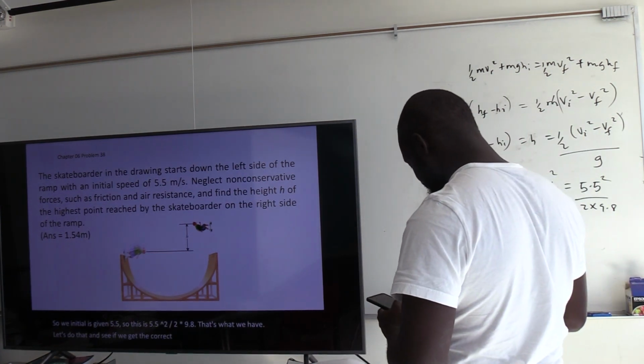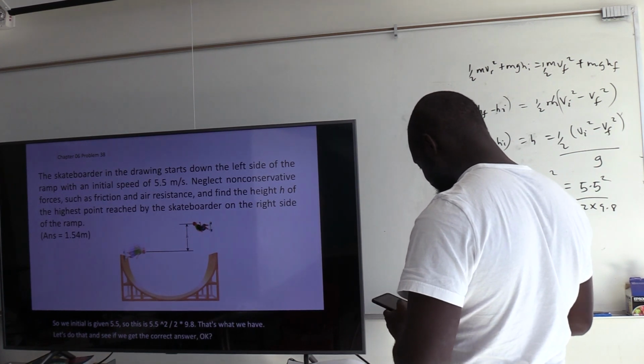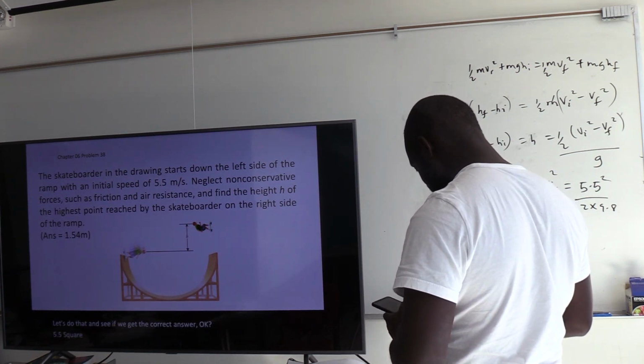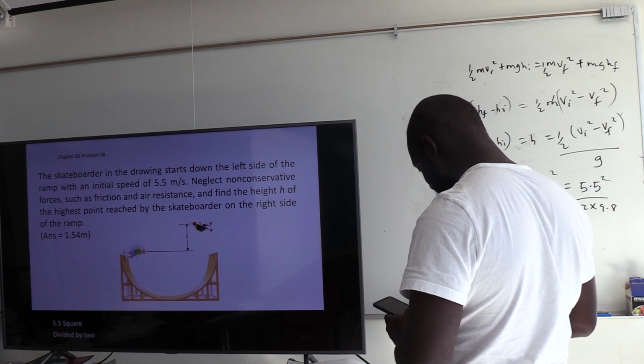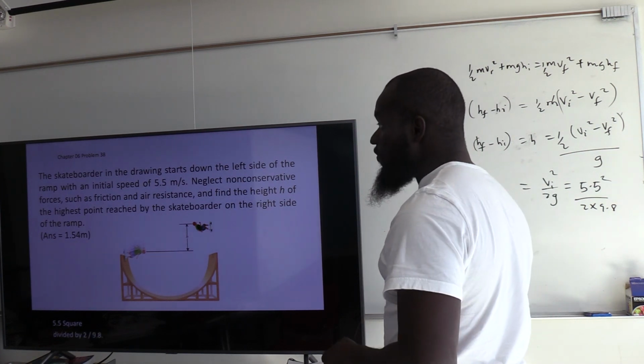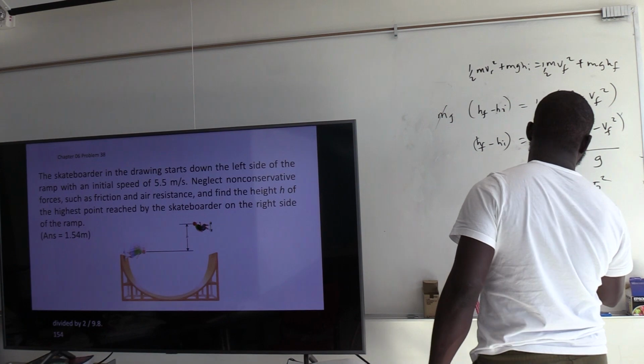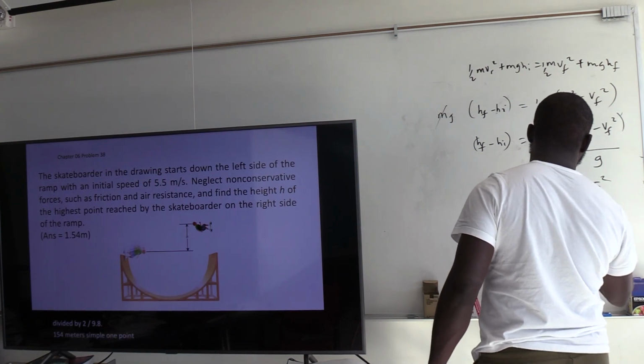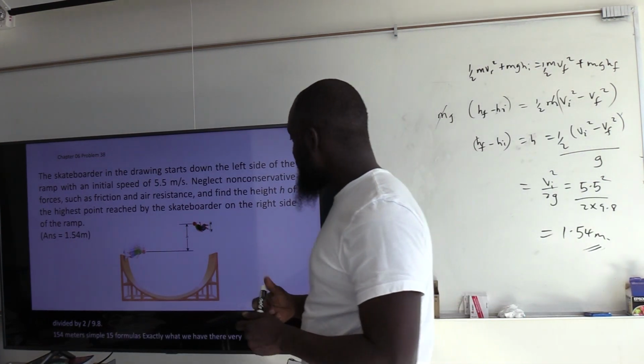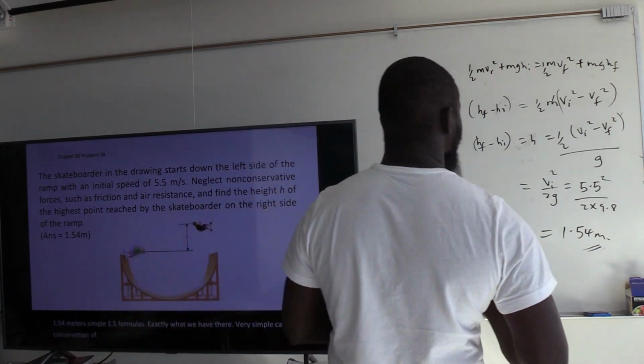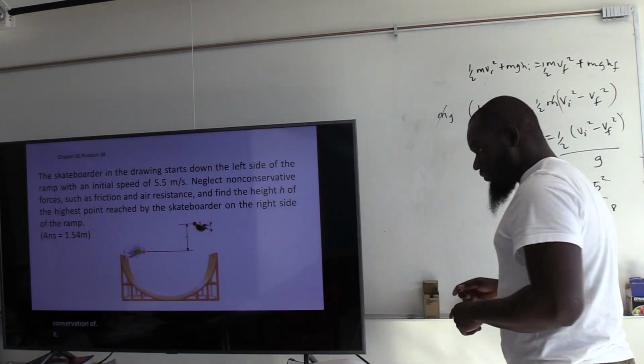5.5 squared divided by 2 divided by 9.8. 1.54 meters. Simple. 1.54 meters. Exactly what we have there. Very simple case. Conservation of energy. Okay. Next problem.